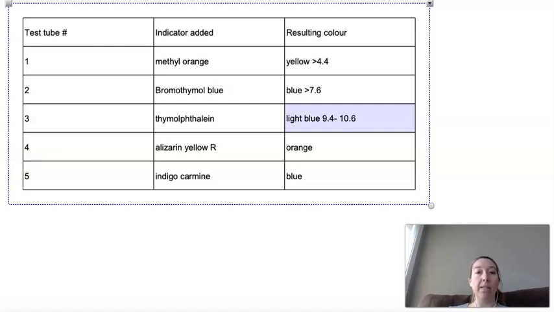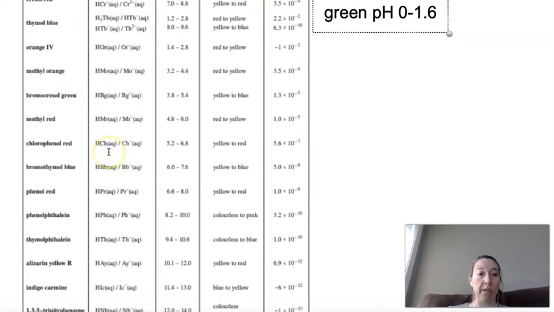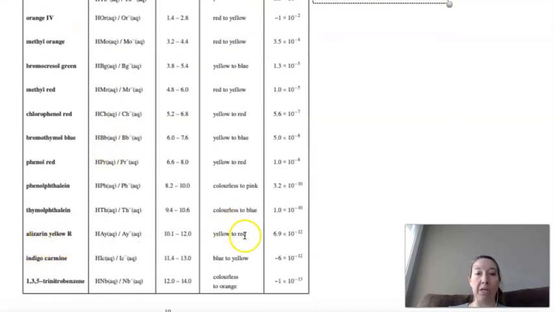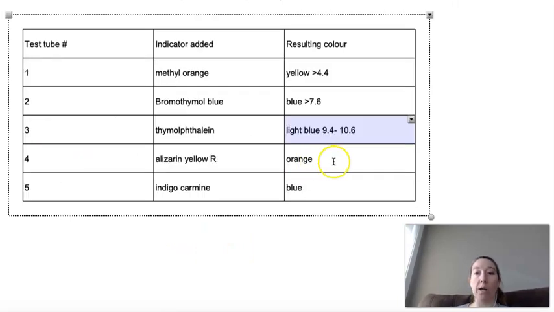So now we have that alizarin yellow R is orange. Alizarin yellow R being orange, well, orange is the color between yellow and red, so that tells me it's somewhere between 10.1 and 12. So these together now narrow it down more, right? I know it can't be 12 because the last one told me it couldn't be more than 10.6. So between these two, I can narrow it down to being between 10.1 and 10.6.